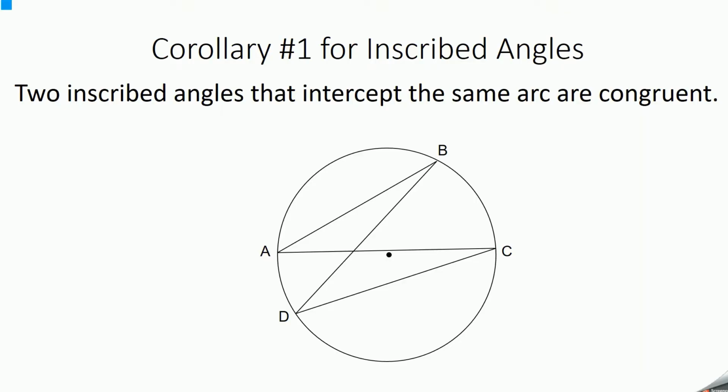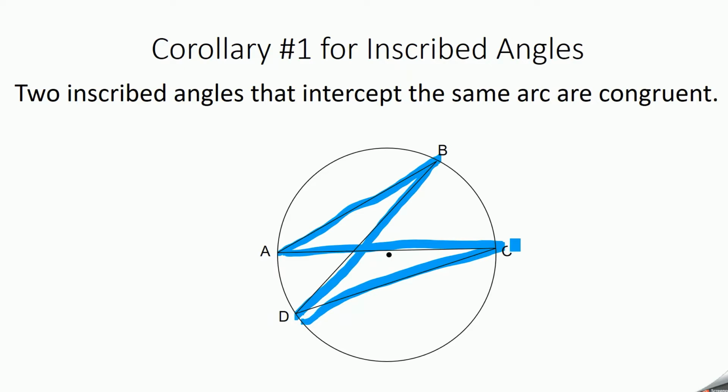There are several corollaries that go along with inscribed angles. A corollary is an extension to a theorem. Corollary number 1 says that two inscribed angles that intercept the same arc are congruent. Looking at the picture below, angle A creates arc BC. Angle D also creates arc BC. Since angle A and angle D create arc BC, they are therefore congruent.